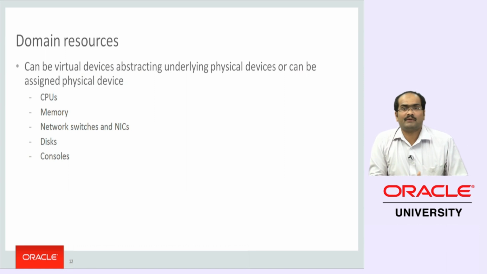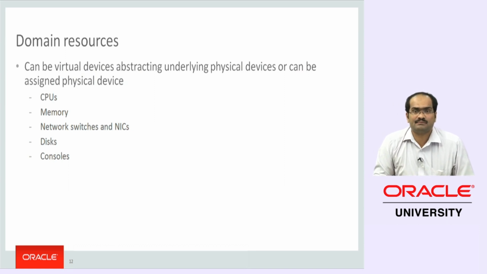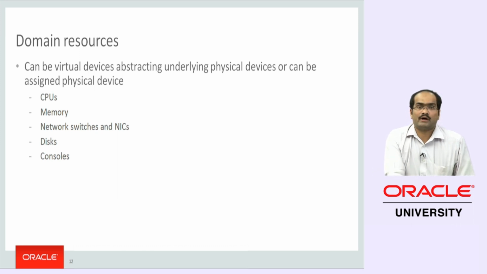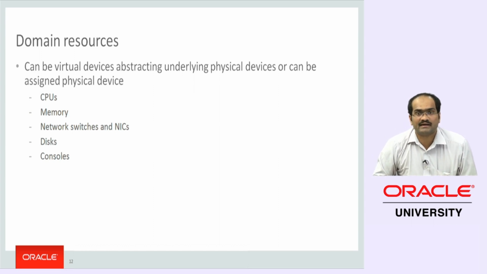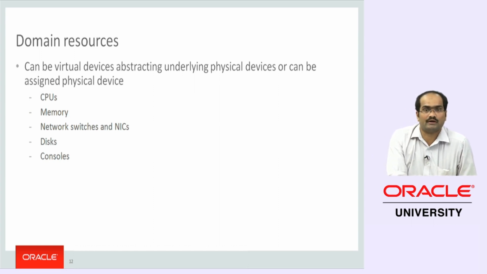So what are the real domain resources? Every domain needs its own CPU, its own memory, and it requires disk, and it requires a network interface for the network I/O, and it should have its own console. So actually all the virtual devices will be abstracting the underlying actual physical devices through a control domain.